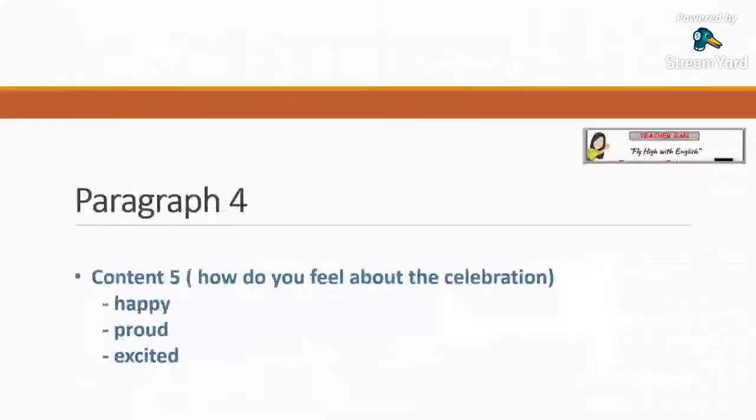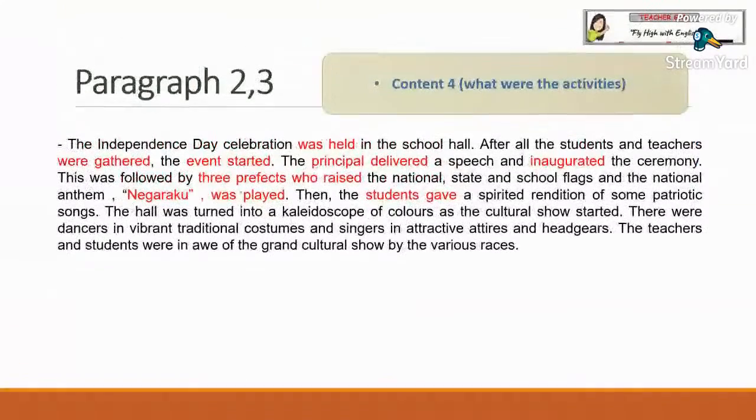Then the students gave a spirited rendition. Okay, you have another one. Spirited rendition. Can you say the word spirited rendition? Okay, there's my pen. I can't find my pen sometimes. A spirited rendition. Okay, the students gave a spirited rendition of some patriotic songs.